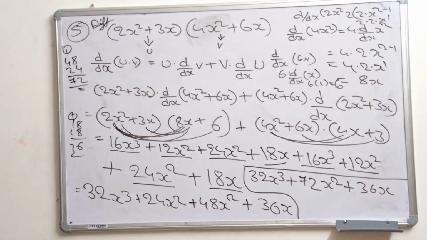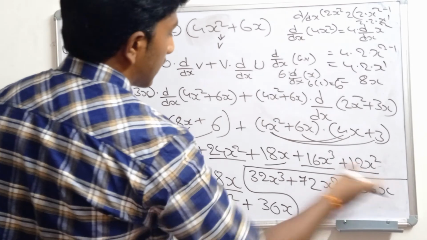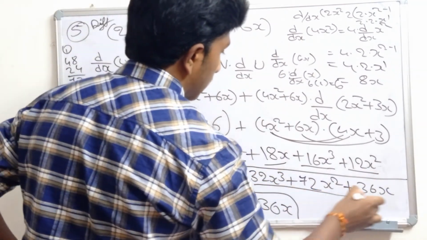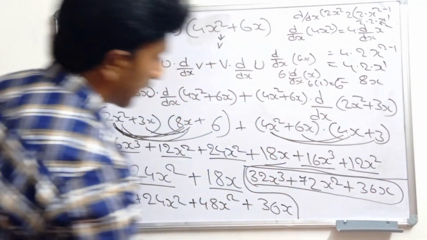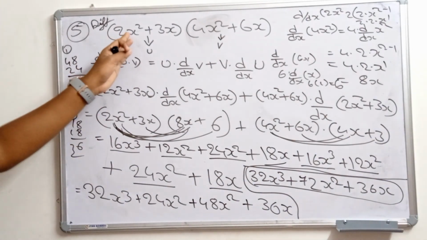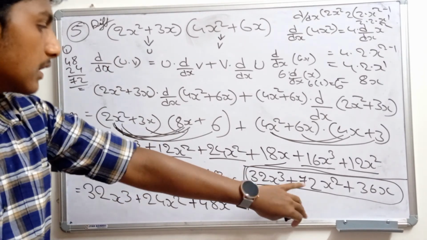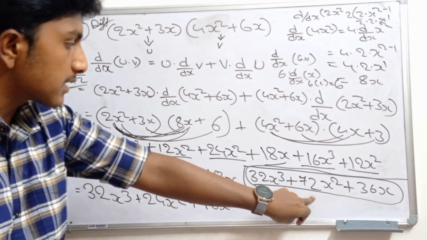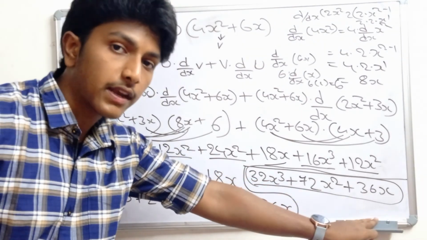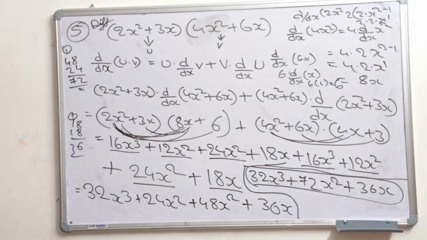Guys, okay? Is it clear? So for the final answer you can take common also, but there is nothing to cancel, so you can just leave this as the final answer. When you differentiate 2x square plus 3x into 4x square plus 6x, the final answer you get is 32x cube plus 72x square plus 36x. Guys, that's the final answer when you differentiate. Is it done? Pause the video and copy it.